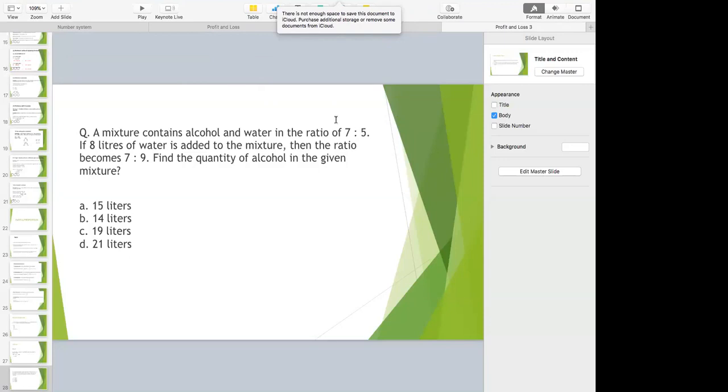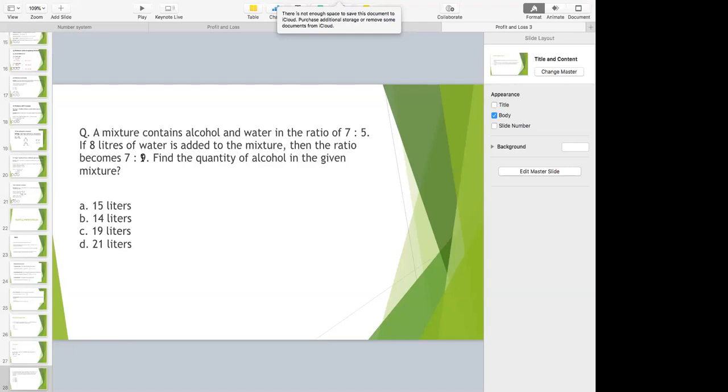Initially the ratio was 5, now the ratio is 9. So I can say that the ratio change here is of 4. And because of this ratio change of 4, we are having an actual change of 8 liters. So I can say that because of a ratio 1, there will be an actual change of 2 liters.